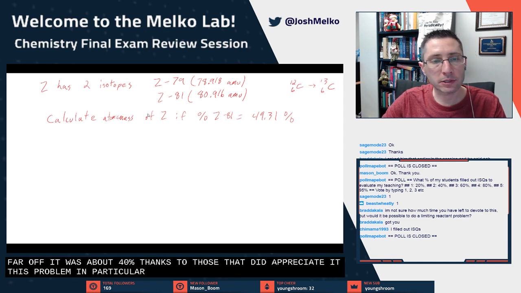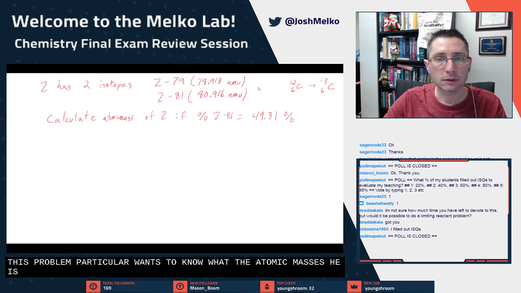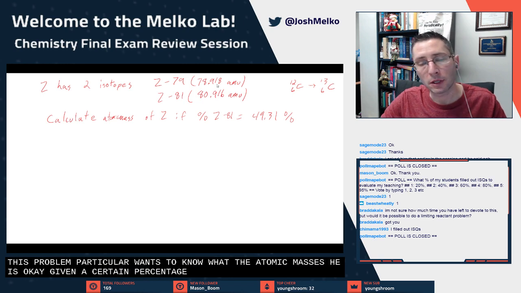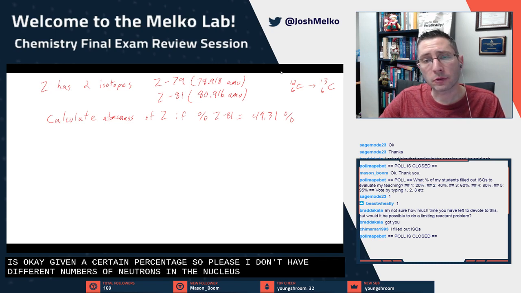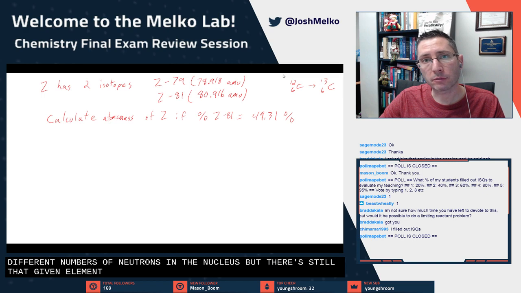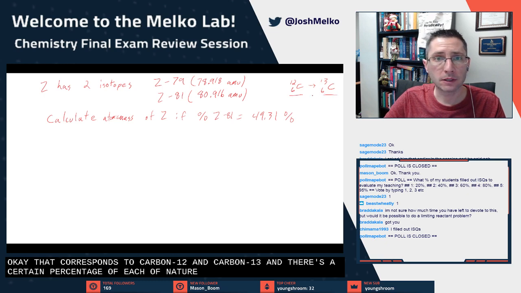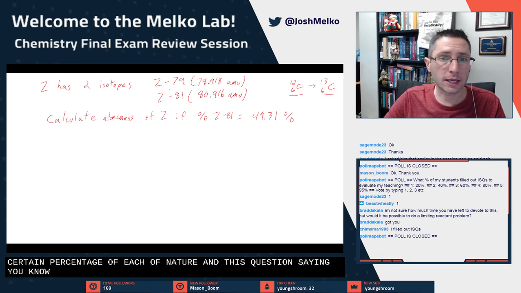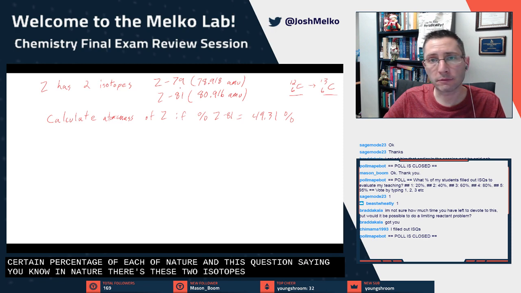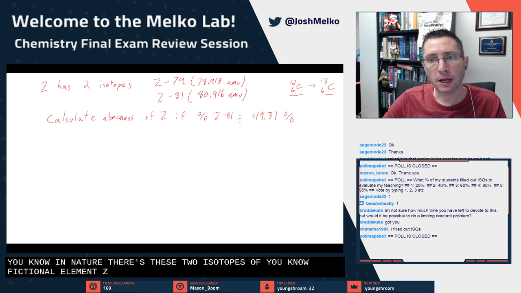This problem in particular wants to know what the atomic mass of Z is, given a certain percentage. These atoms can have different numbers of neutrons in their nucleus, but they're still that given element because they have the same number of protons. In nature, there are carbon atoms with 6 neutrons and carbon atoms with 7 neutrons. That corresponds to carbon-12 and carbon-13, and there's a certain percentage of each in nature. This question's saying, in nature, there are these two isotopes of fictional element Z. One is 49.31%. What is the atomic mass?